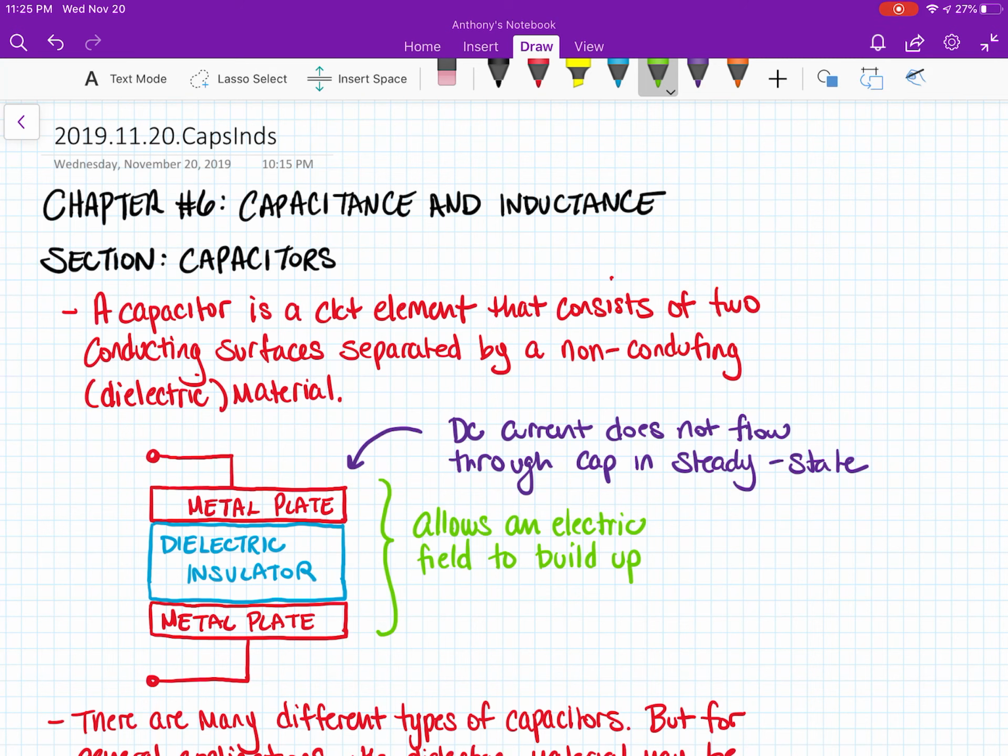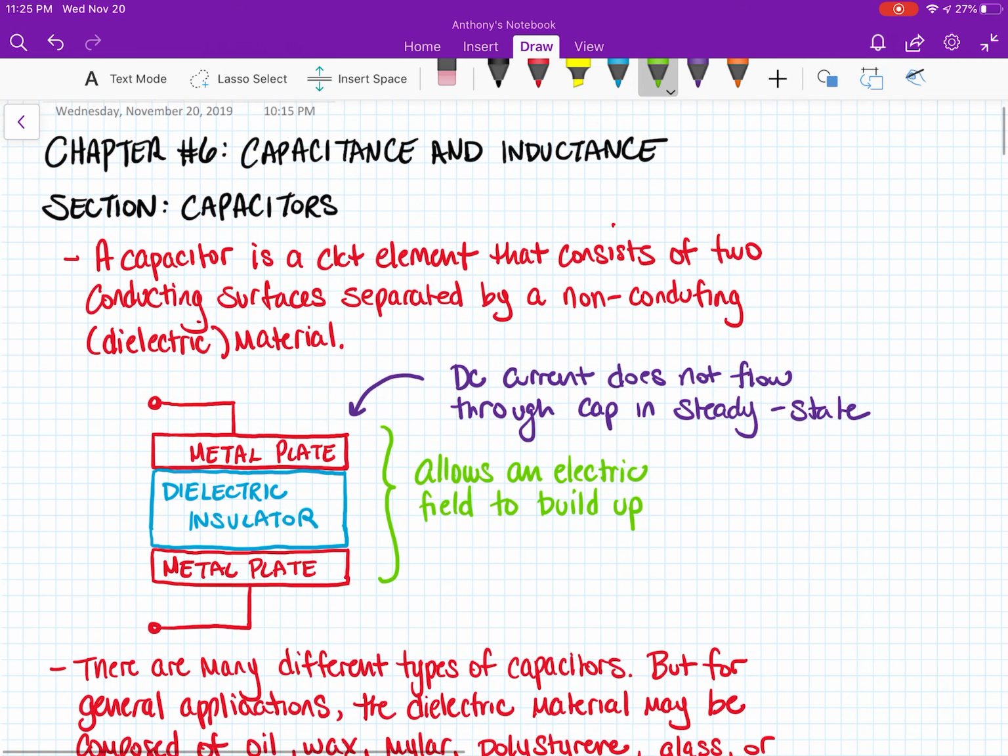So we're talking about Chapter 6, which is on the topic of capacitance and inductance, and we have talked about those previously in the framework of how to deal with them for AC, steady-state AC problems, but we have not dived into exactly what they are physically. So the first section is on capacitors.